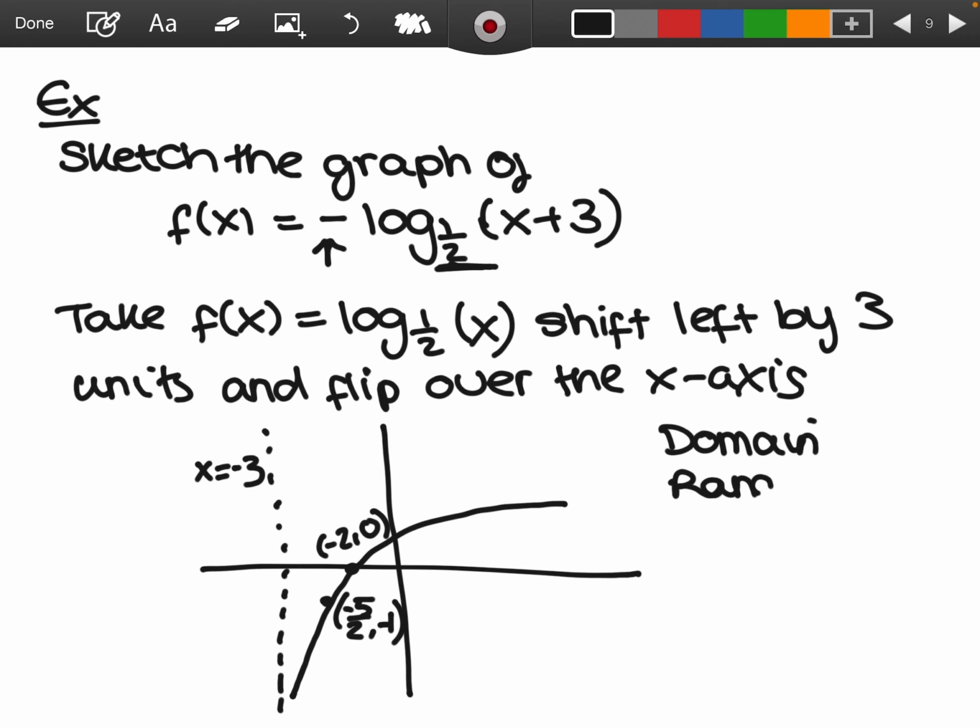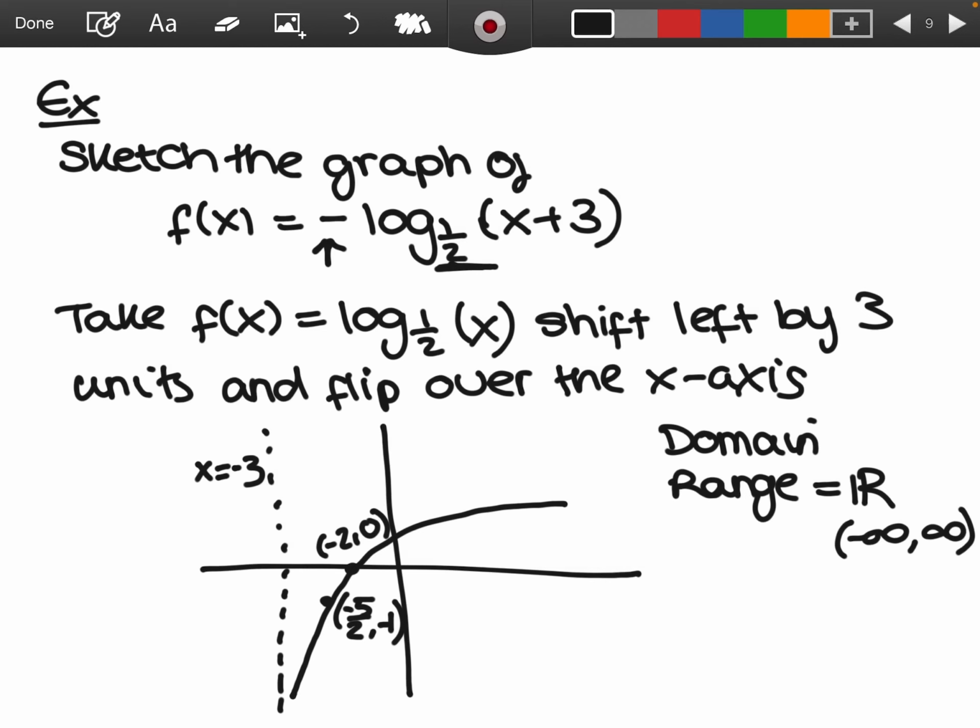What does that mean for our domain and range? Well, here, our range is still going to be all real numbers, okay? For either one of these graphs, no matter how you transform them, your range is still going to be all real numbers. No matter if I shift it left, right, up, down, stretch, compress, whatever I do to it, my range is still going to be from negative infinity to infinity. No matter what I do to this graph, that is still going to be my range.